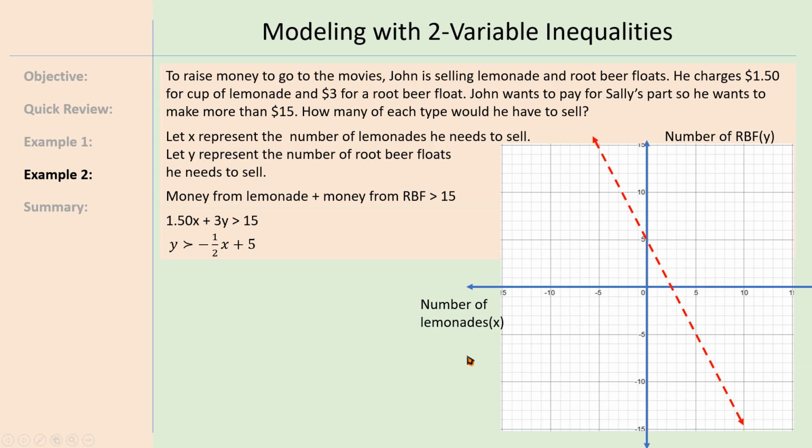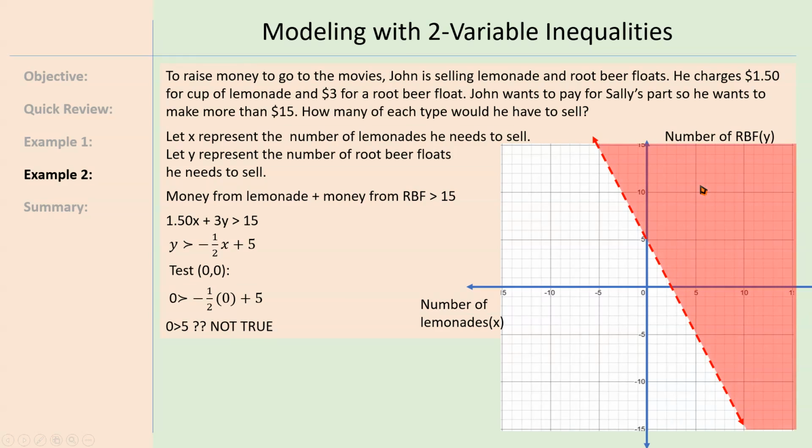So I'm going to test 0, 0 because that's the easiest point to test. I put 0 in for x and 0 in for y. I have 0 is greater than 5, and that's not true, right? So I tested 0, 0, and it's not true. So none of the points on this side will work. So I know that the other side will work. I'm going to shade the other side in. That means every single point on the side that is red is going to work. Okay, that's the solution.